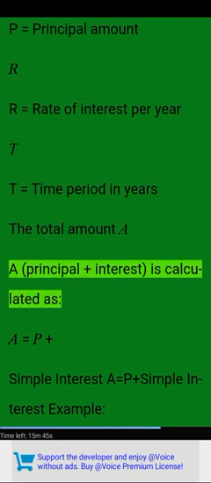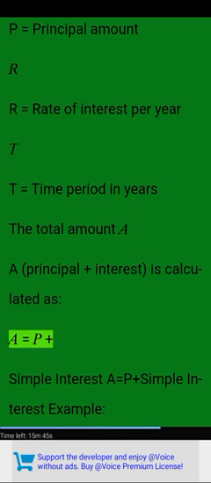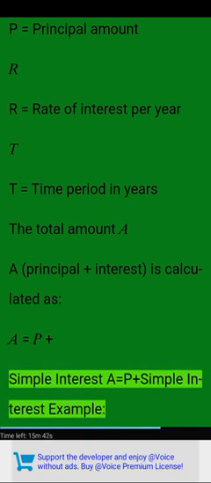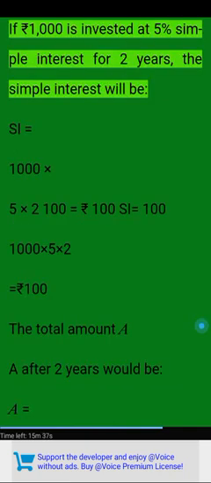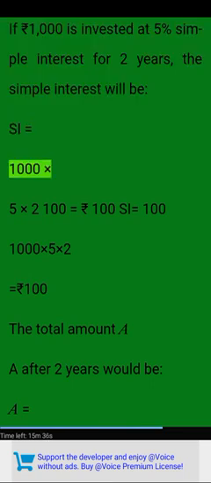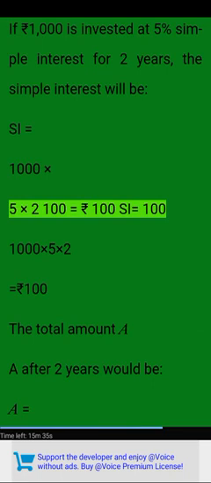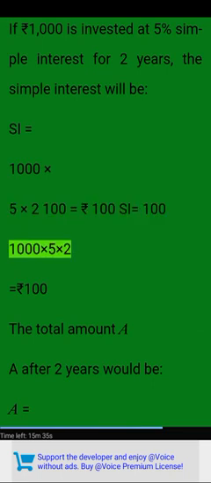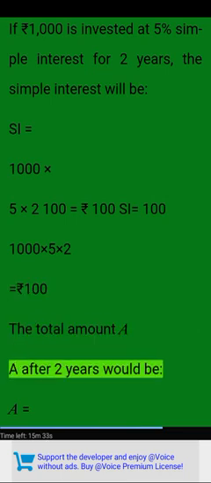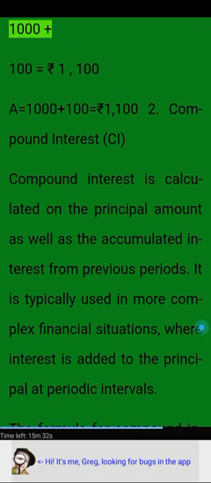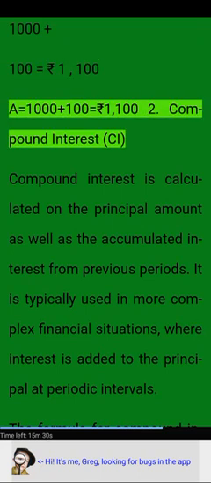The total amount A, principal plus interest, is calculated as A equals P plus simple interest. Example: if 1,000 rupees is invested at 5% simple interest for 2 years, the simple interest will be SI equals 1,000 times 5 times 2 over 100 equals 100 rupees. The total amount A after 2 years would be A equals 1,000 plus 100 equals 1,100 rupees.